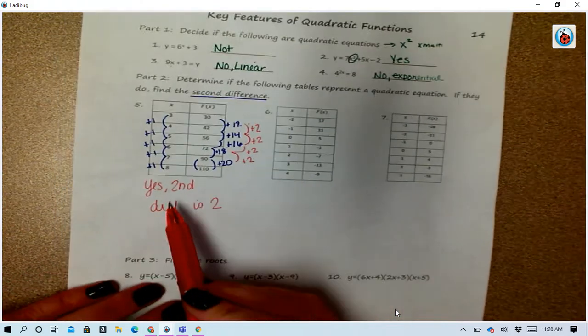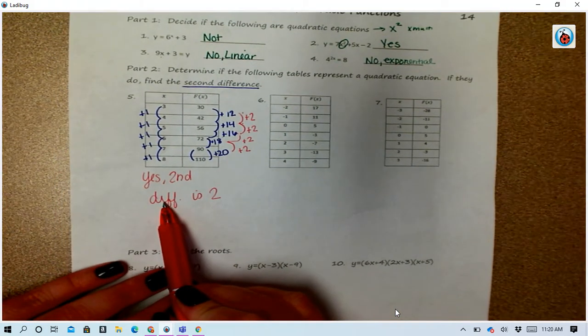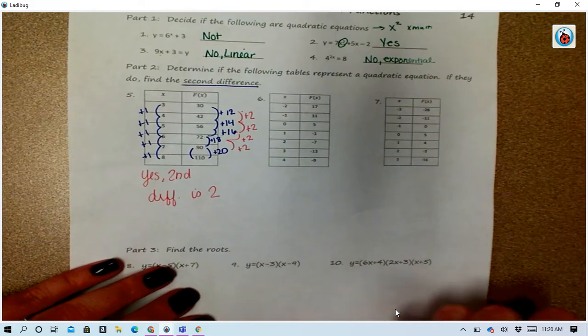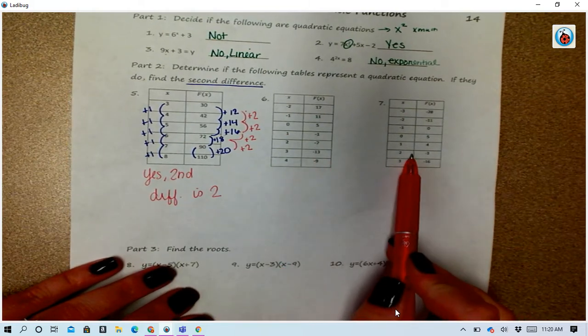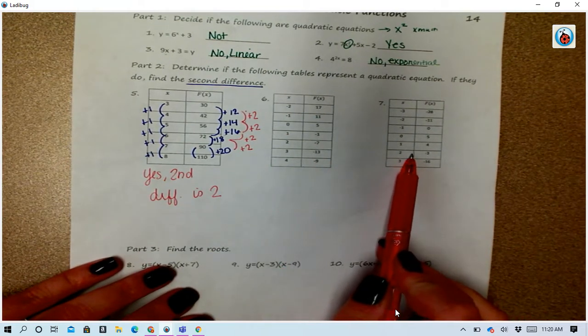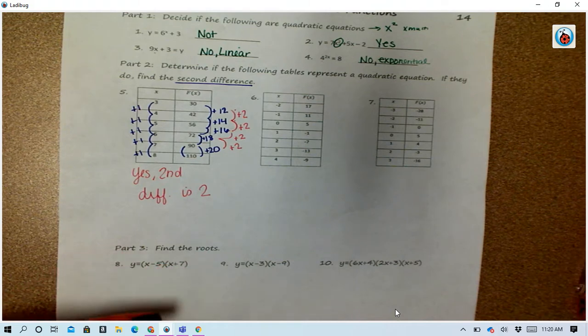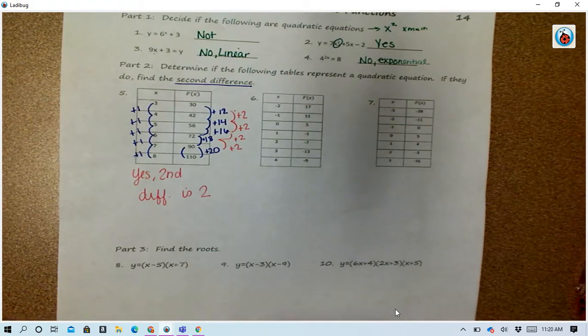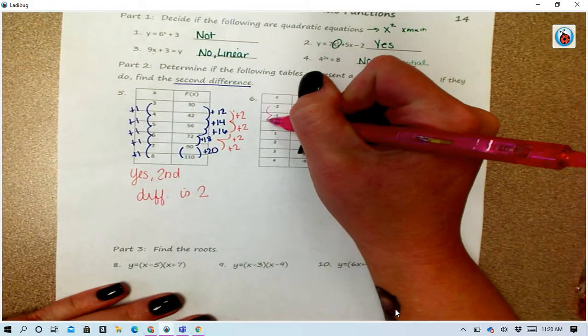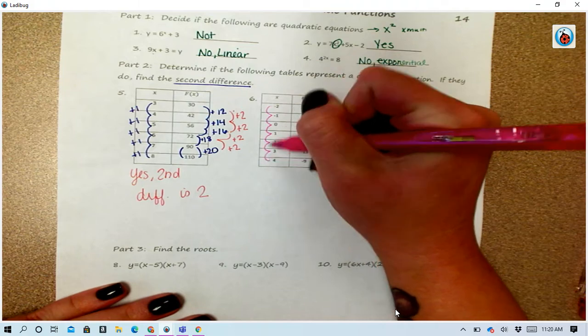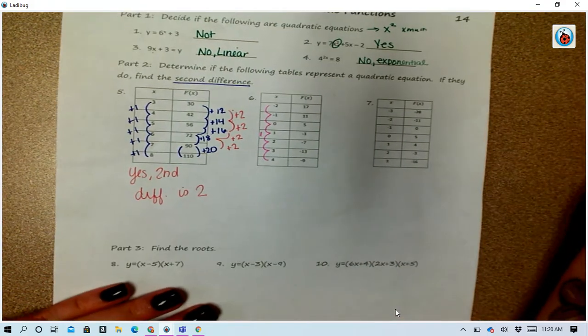And I get lazy and just put second diff for difference. So I suggest you pause the video and try number 6 and number 7 by yourself. And then come back and check your answers. Okay, moving on to number 6. We're checking for a second difference. So what I do is if I notice these are all counting by 1, I just do this. If they're all counting by 1, they're fine.